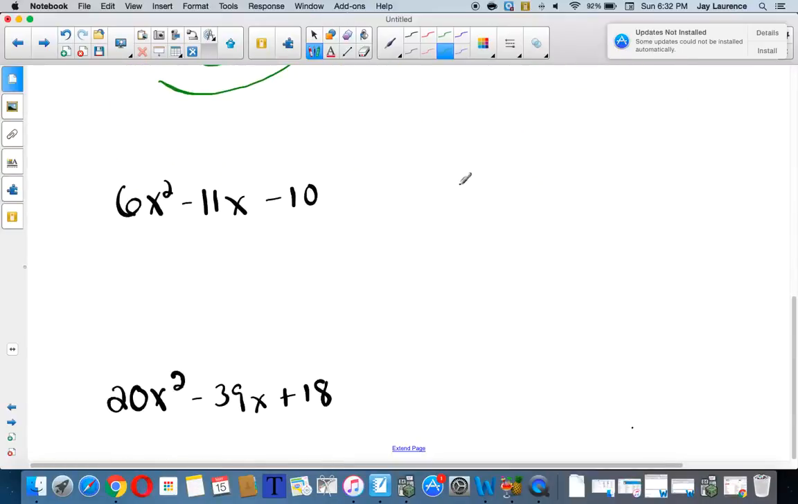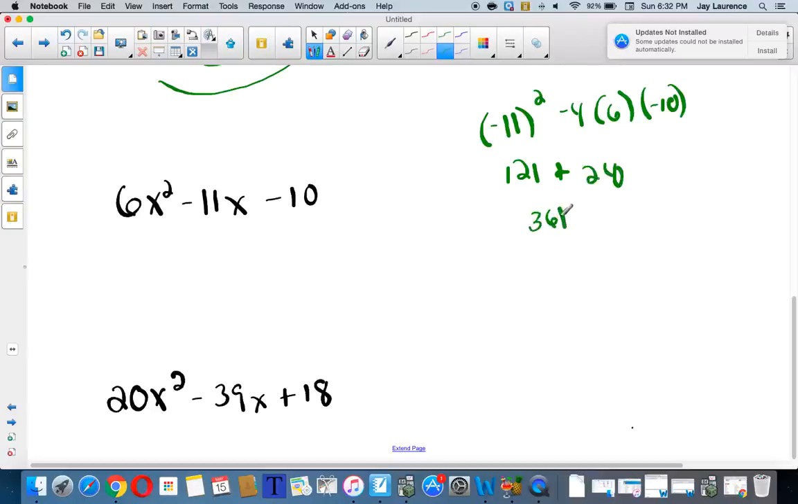All right, let's check this one out here. Let's see. Well, 6x squared is definitely not a perfect square. Let's check the discriminant. So I'm going to do negative 11 squared minus 4ac. And so I'm going to get 121 plus 240, which is going to be 361, which I believe the square root of that is 19. And so this is a perfect square.